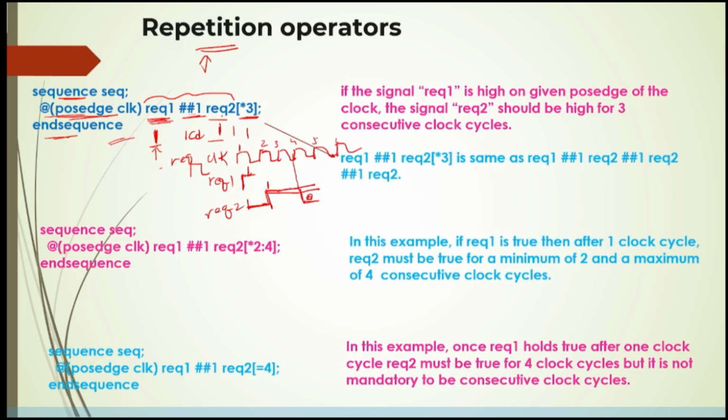Request 1 ##1 request 2, within the square brackets you are giving it 3 times. That means continuously it should be high for 3 consecutive clock cycles. Clear?